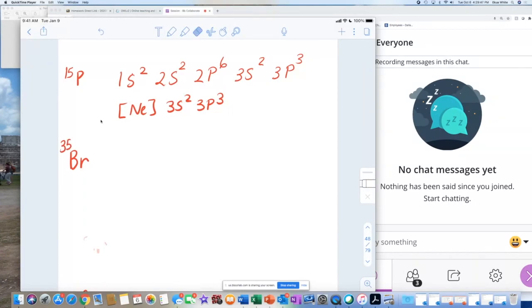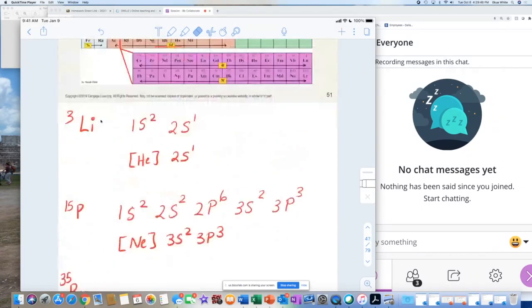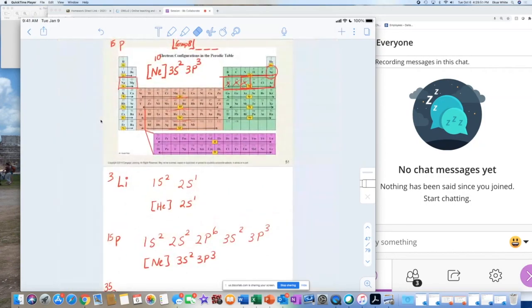Let's see what bromine is going to show us here. Let me do the regular configuration for bromine. Where is bromine? Okay, hold on. This thing has frozen. Oh, come on, iPad. I don't know if I'm writing too hard. That happens sometimes. Oh, there, it's working again.